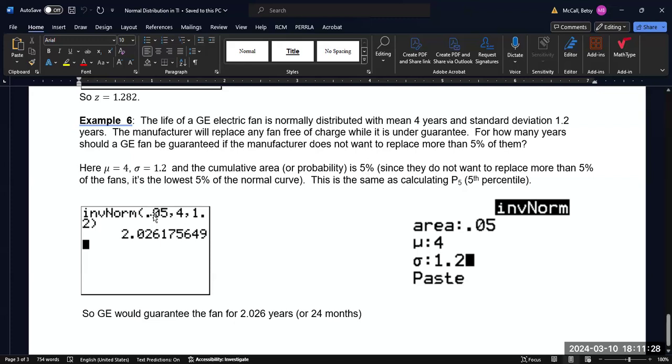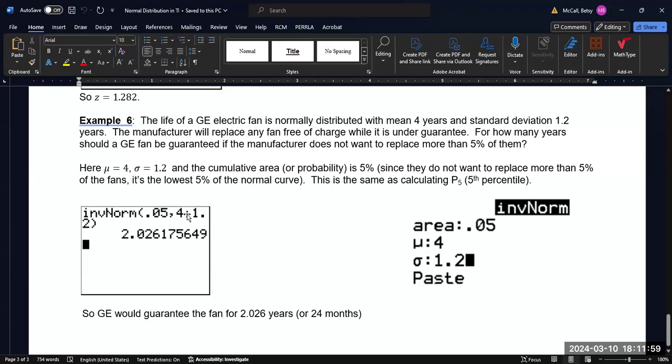So we're going to put the 5% in here for our probability. If we were doing the top 5%, then it would be 0.95. So we'd have to do 1 minus that. So here our mean is 4, our standard deviation is 1.2. And again, on the stat wizard screen, we will enter it again in that same order, and it will remind us what all the things are for. And then when you hit paste, it will give you this on the screen, and then you hit enter.